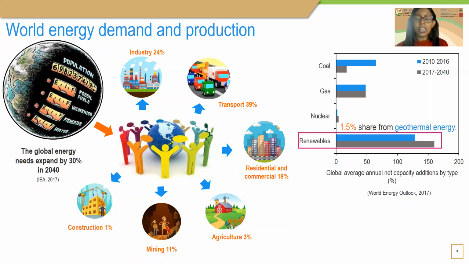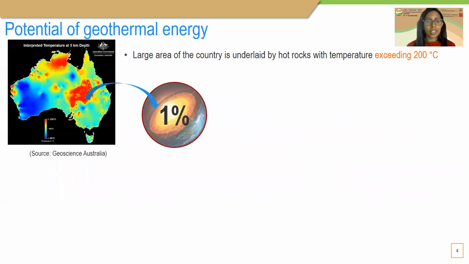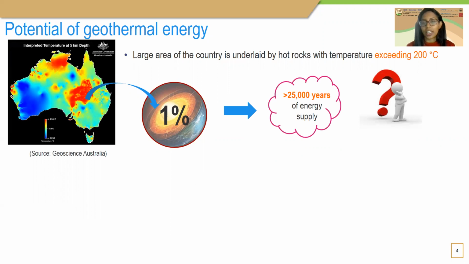Geothermal energy has been identified as a major source of this renewable energy due to its immense potential, low carbon dioxide emission, and as an environmentally friendly option. So let's talk about the potential of this geothermal energy. As we can see in this map, a large area of Australia is underlaid by hard rocks. The statistics of Geoscience Australia says that if we can exploit at least 1% of this geothermal energy, we will be able to provide Australian energy needs for the next 25,000 years. So how big this potential is.